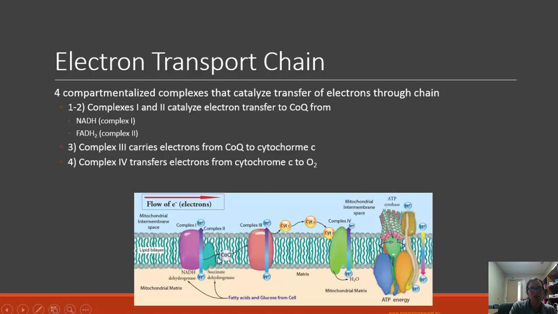And so complex 3 is going to carry electrons from CoQ to cytochrome C, and then the electrons are transferred onto complex 4. And then this is kind of the final destination for these electrons, because these electrons are then going to reduce oxygen to water.